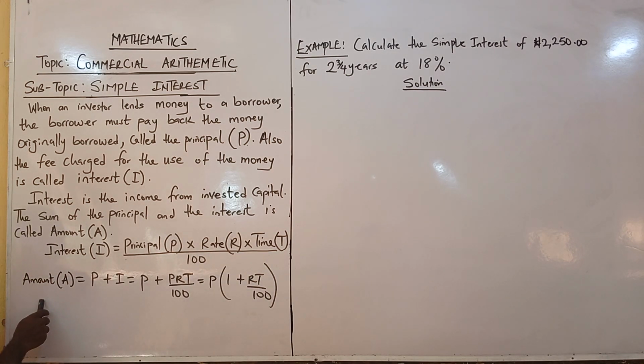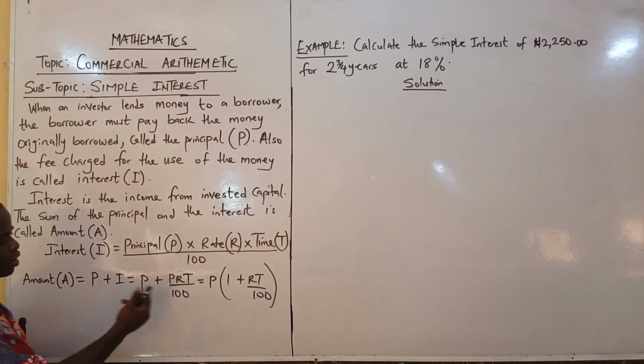Now, amount equals principal plus the interest. The money you borrowed plus the interest on it is called the amount, the amount to be paid back. Amount equals the principal that the investor lent out to the borrower. When you add the principal plus the interest, that gives you the amount.